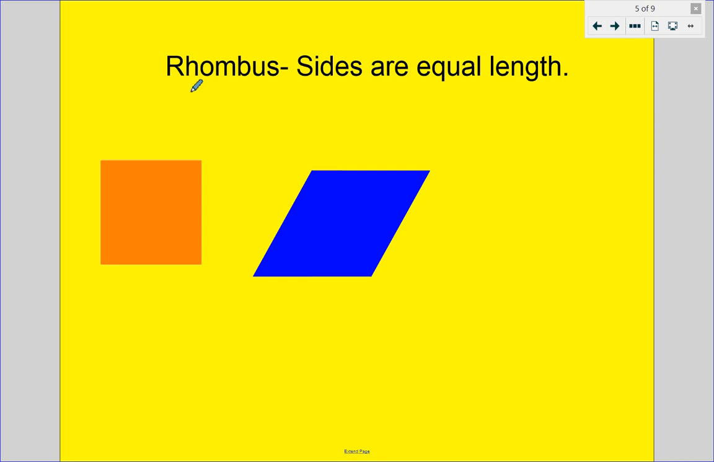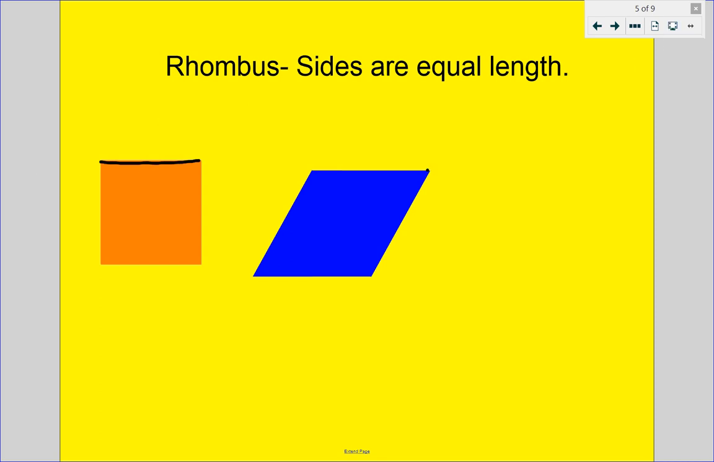All right, and now we have a rhombus. A rhombus is just a fun word to say, but its sides are equal length. All sides are equal length. So if I were to get, well, we can do this with just using my pen here. I'm going to make a line that goes all the way across the top there. Now, I'm going to go back, and I'll do the same here.